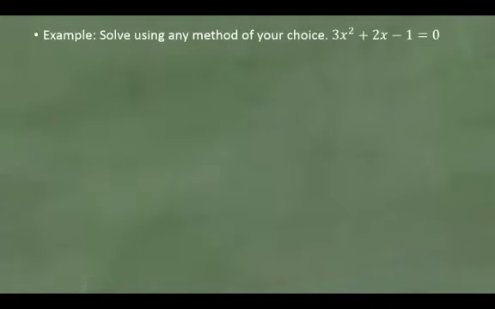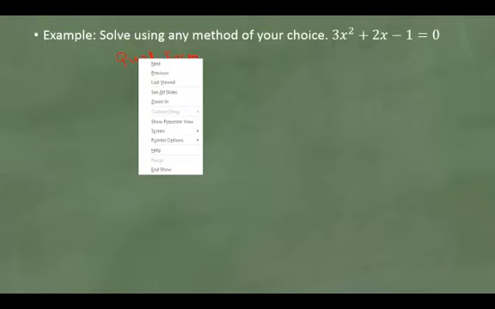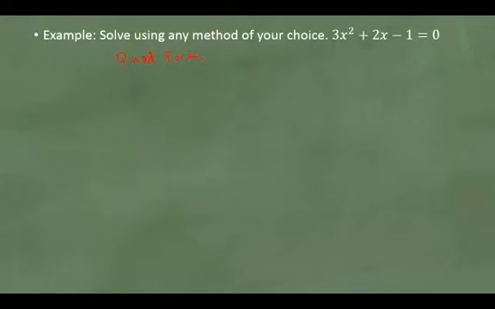One more. Use any method of your choice to solve 3x squared plus 2x minus 1. And again, remember, the quadratic formula always works. So maybe you want to use the quadratic formula because it always works. You could use completing the square. You can use factoring if you can factor it. You can use some technology if you want to use technology. Let's use the quadratic formula, and then we'll use some technology to see what the answer is.